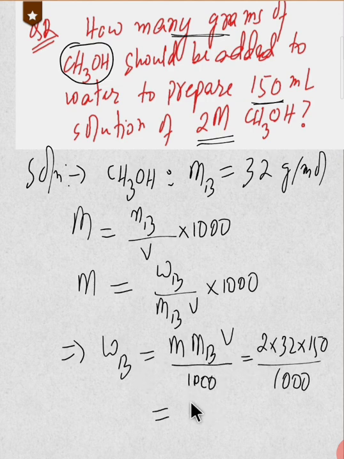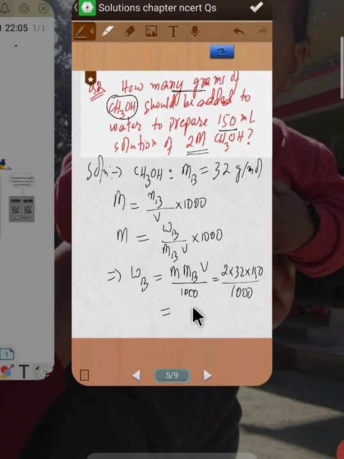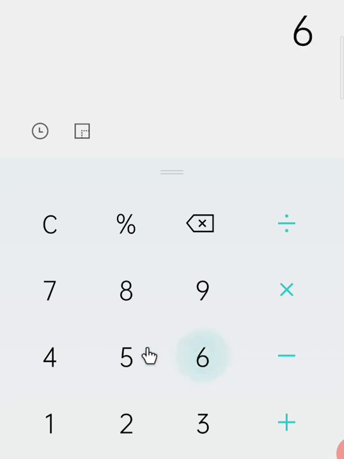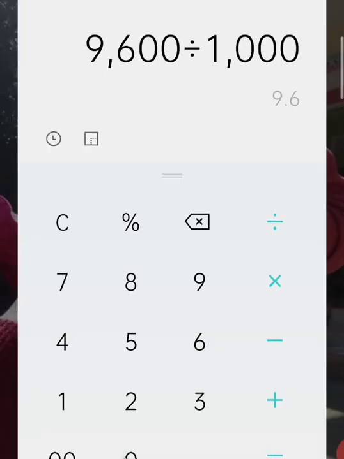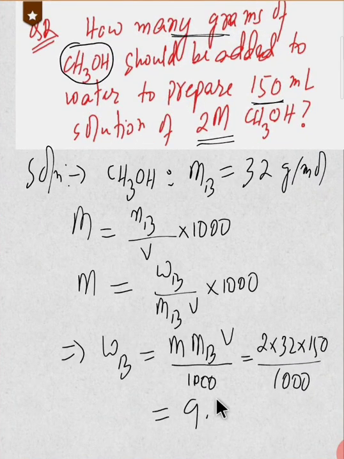Let us calculate 64 into 150 on the calculator. 64 into 150 divided by 1000 is 9.6. So the answer is 9.6 gram. This is the answer. Okay, this is the answer.